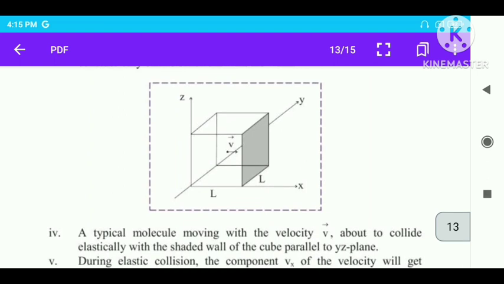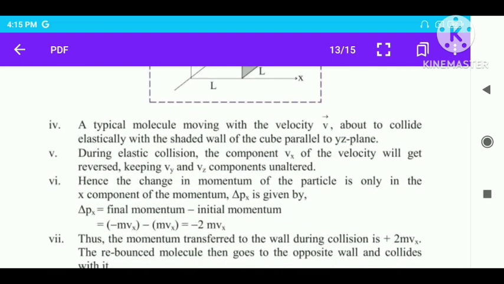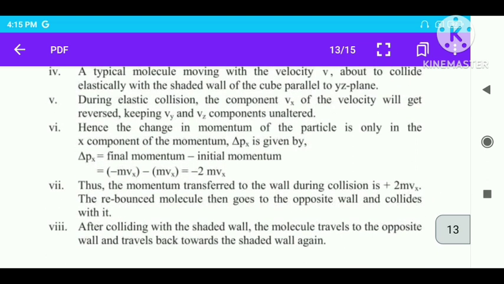Here is the diagram. Fourth point, a typical molecule moving with velocity v bar is about to collide elastically with the shaded wall of the cube parallel to the YZ plane. Fifth, during the elastic collision, the component Vx of the velocity gets reversed, keeping the Vy and Vz components unaltered. Sixth, hence the change in the momentum of the particle is only in the x component of the momentum.